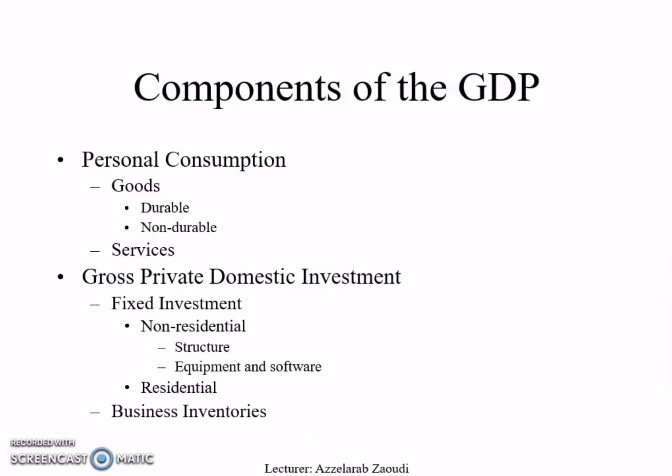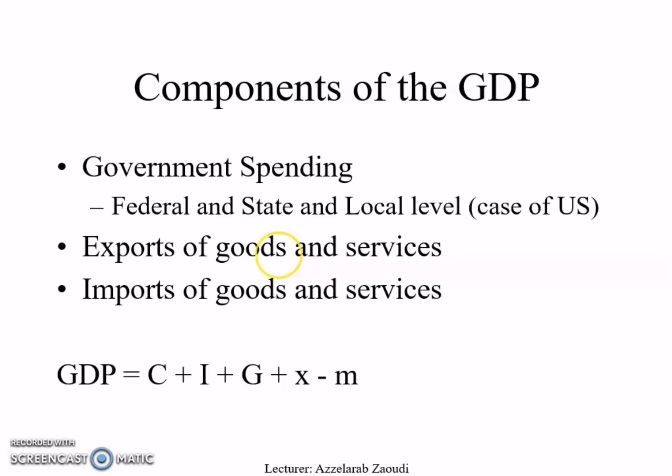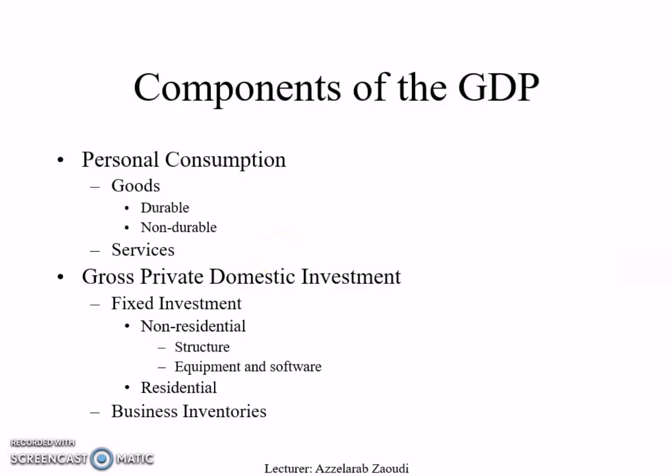Okay, components of the GDP. Components of the GDP are consumption, gross domestic investment, government spending, and net export. Back here, personal consumption is the former name of final consumption. Now we use final consumption, as well as gross private domestic investment is the former name of gross capital formation. Anyway, final consumption includes goods and services.